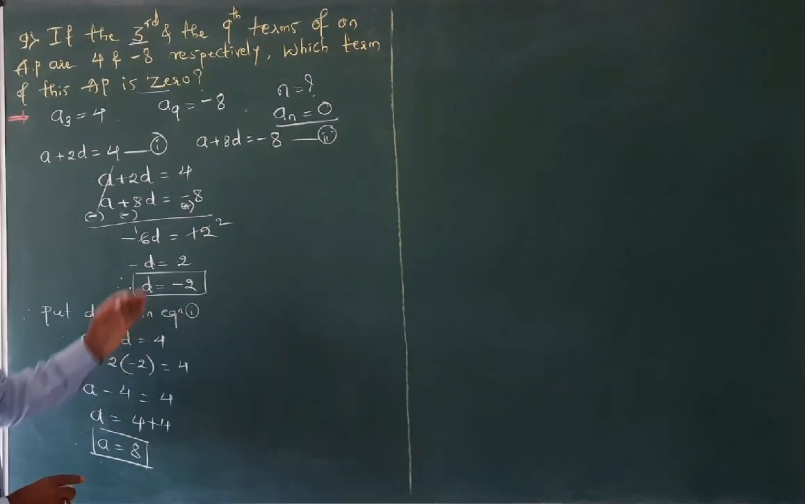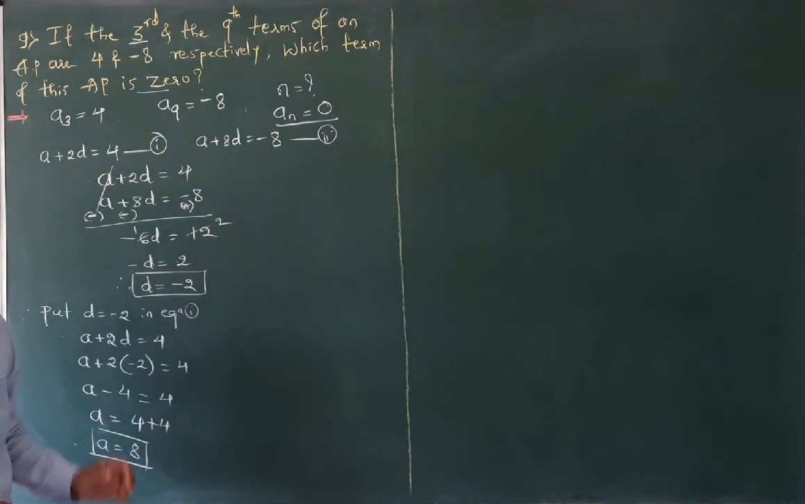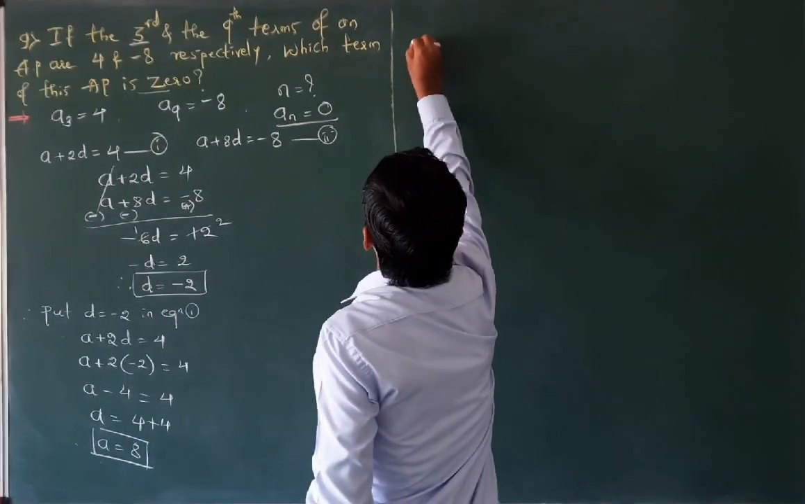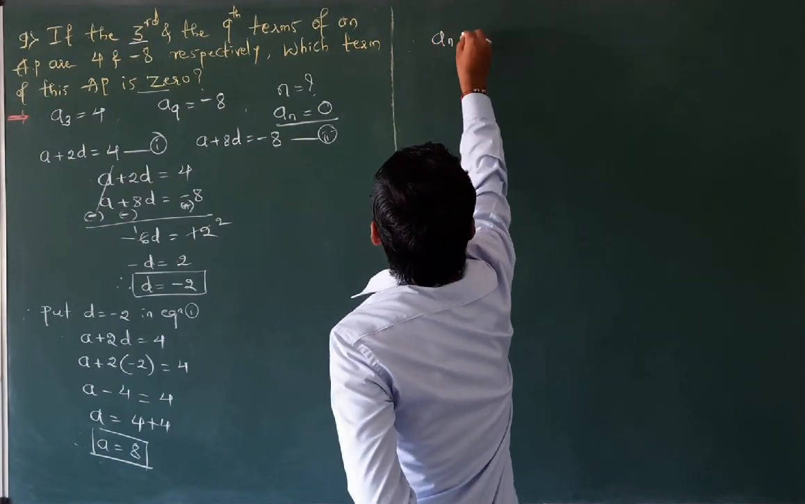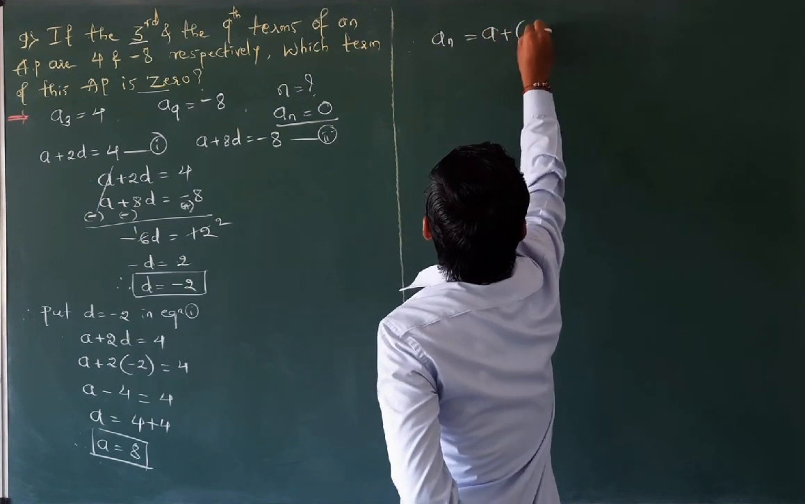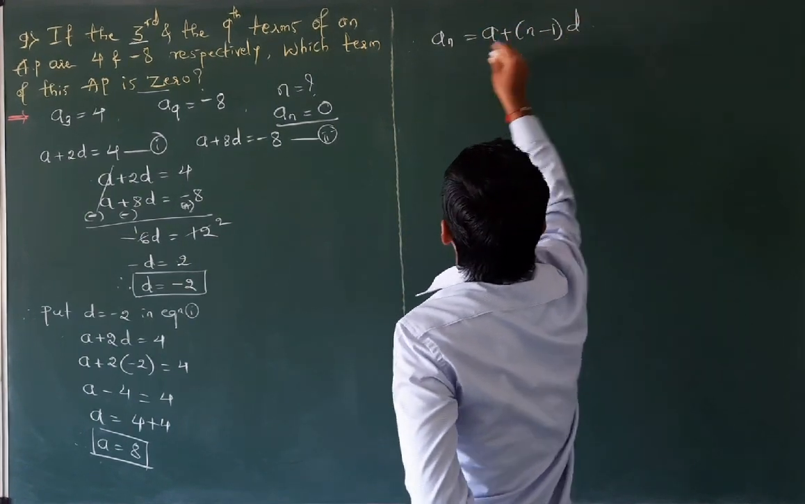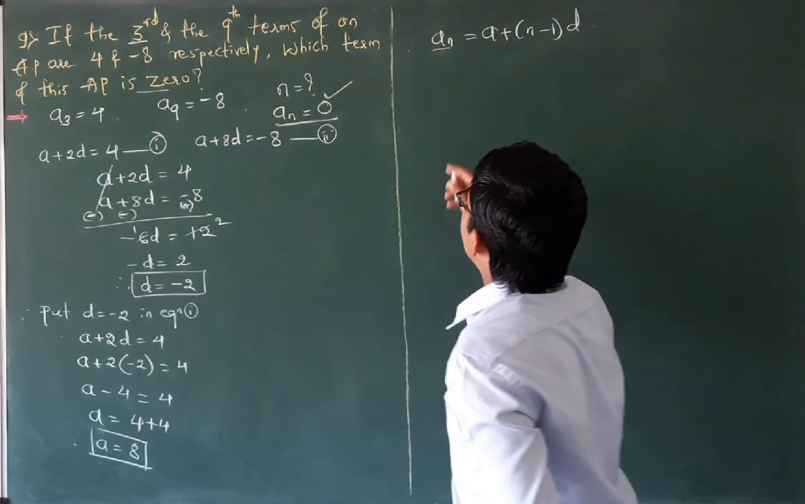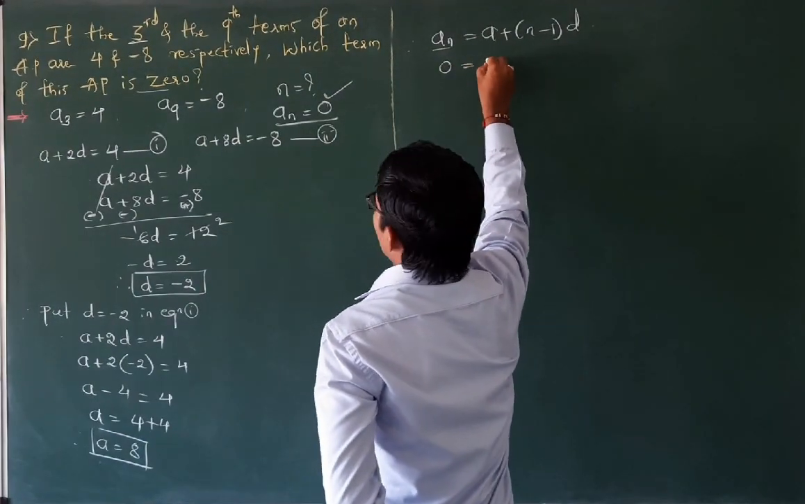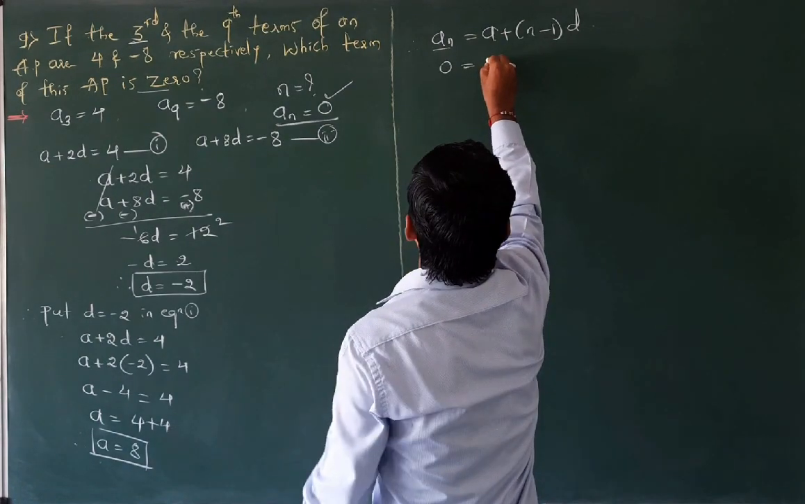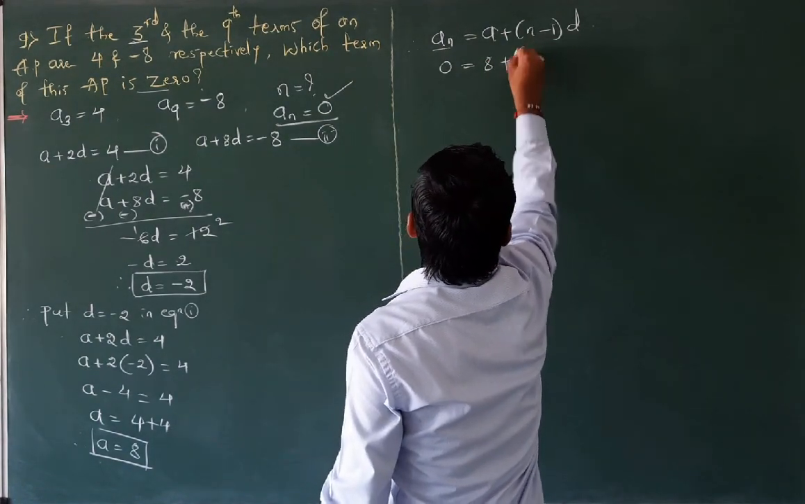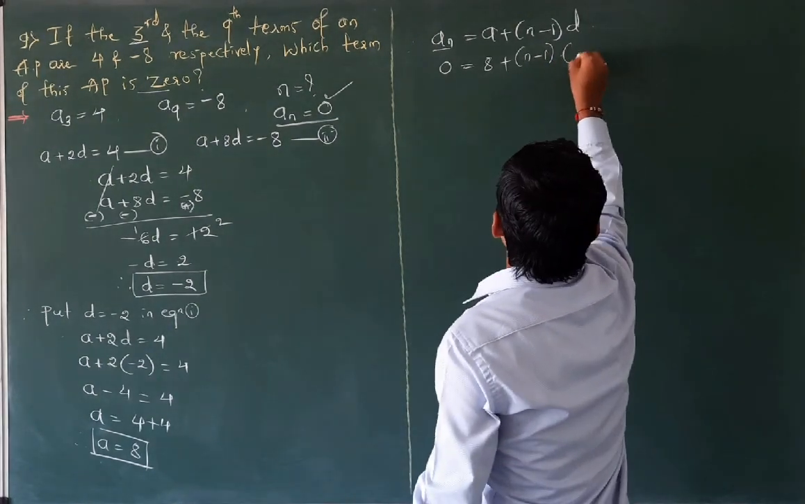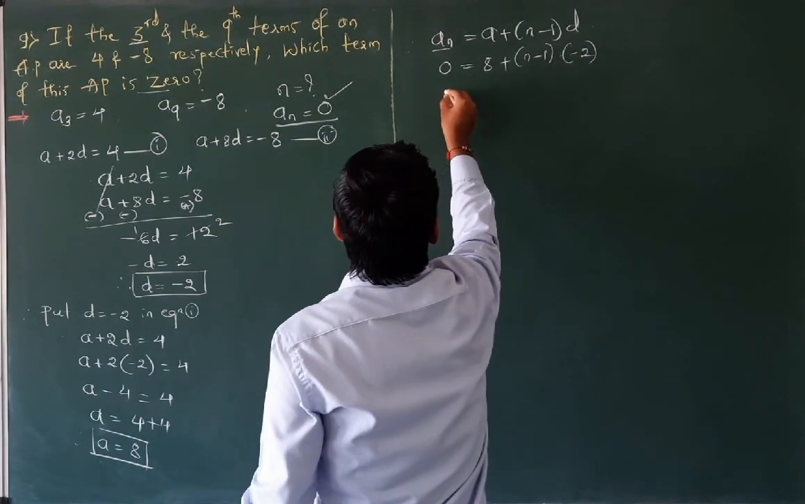But what is asked? n is asked. n is the question mark. We know the nth term of an AP, a_n is equal to a plus n minus 1 into d. The a_n value is what? It is 0, already given. a_n is equal to 0. 0 is equal to a, the value is obtained, that is 8, plus n is asked, right? n as it is, minus 1 as it is, d value is minus 2.